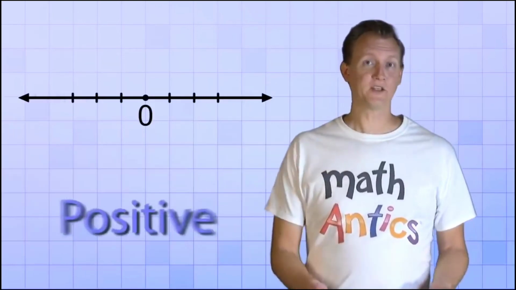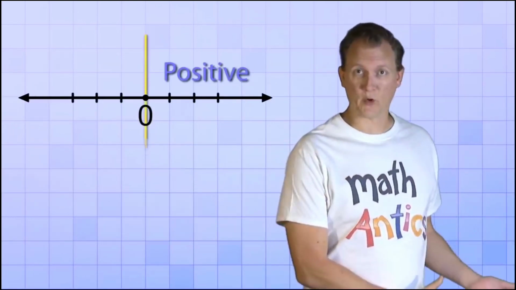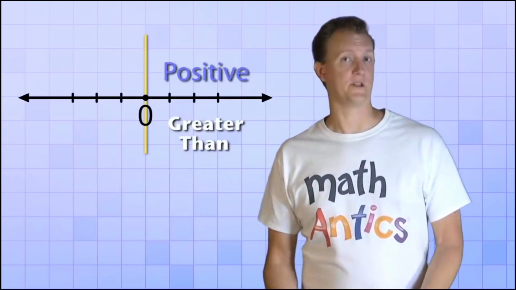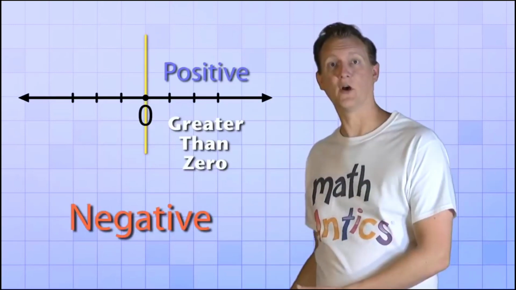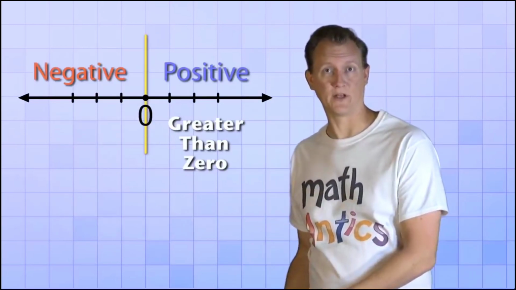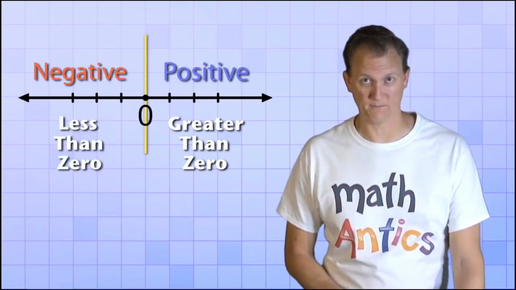Alright, so the positive integers are on the right side of 0 on the number line, which means they're all greater than 0. And the negative integers are all on the left side of 0 on the number line, which means they're all less than 0. Wait, hold on a second. Less than 0? How can any number be less than 0? I mean, doesn't 0 mean nothing?